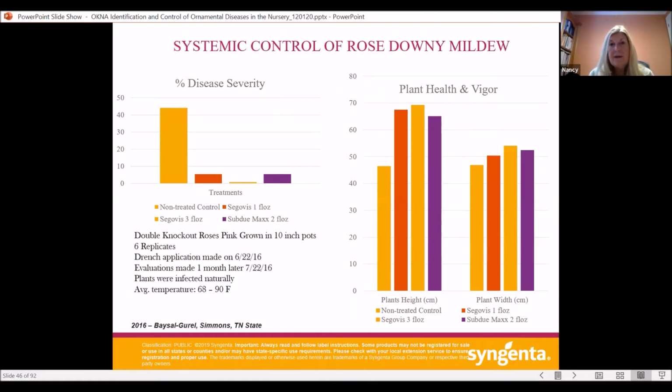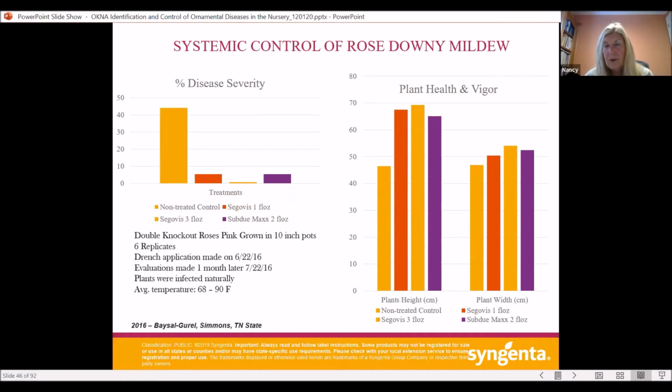But I did mention that it was systemic and you can drench it. So this was a trial where we looked at comparing it with Subdue. We know that you can drench Subdue and it will move up into the rows and provide protection with the drench. And Segovis does the same thing. We looked at both the 1 ounce rate versus a 3 ounce rate. And here's Subdue Max at 2 ounces. So you see some very good control there with a drench application as opposed to sprays.